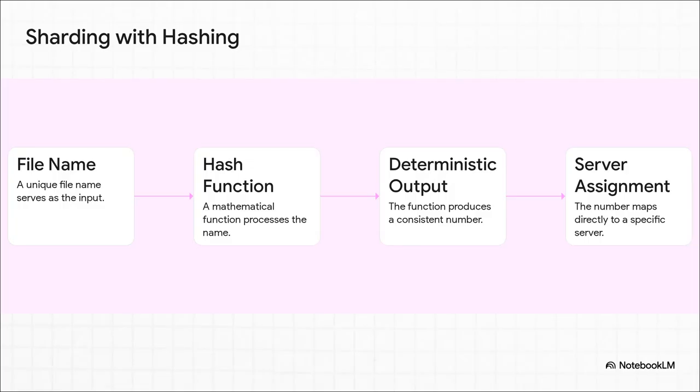Think about it. How does the system know which one of the thousands of servers is holding your specific photo? This is where a technique called sharding comes in, and it's powered by something called a hash function. You can think of a hash function as a perfect sorting hat for your data. It takes the unique name of your file, runs it through this mathematical function, and it deterministically points to exactly one server in the entire cluster. And it does this every single time without fail.